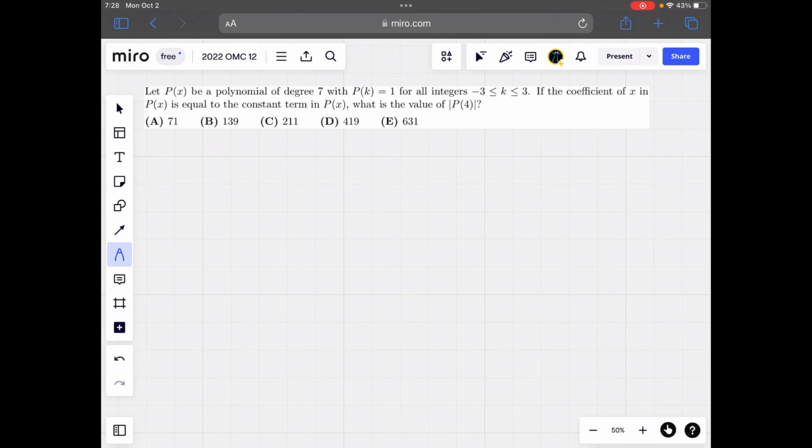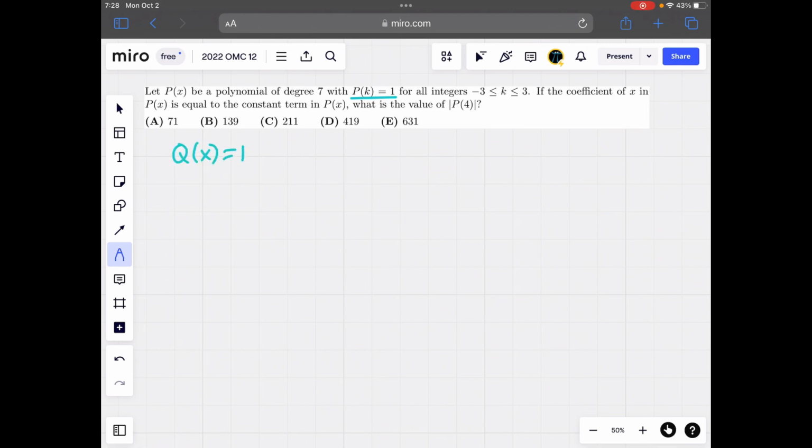Let P of x be a polynomial of degree 7 with P of k equals 1 for all integers k between -3 and 3. If the coefficient of x in P of x is equal to the constant term in P of x, then what is the value of the modulus of P of 4? So we're given that P of k is equal to 1 for all integers k between -3 and 3. So we should define a new polynomial Q of x, which is equal to P of x minus 1. And that polynomial Q of x would have roots at all the integers, -3 through 3.